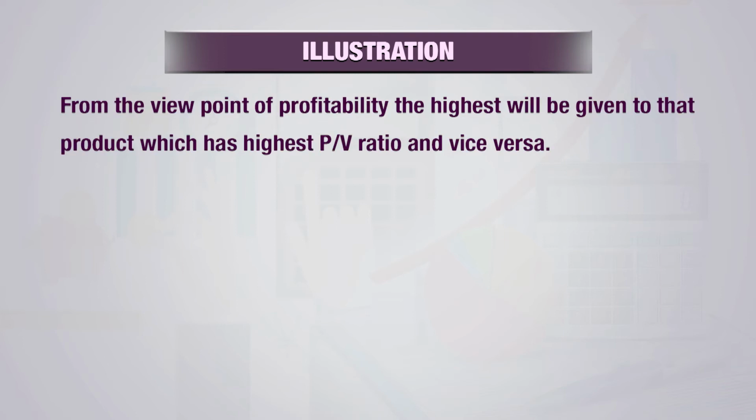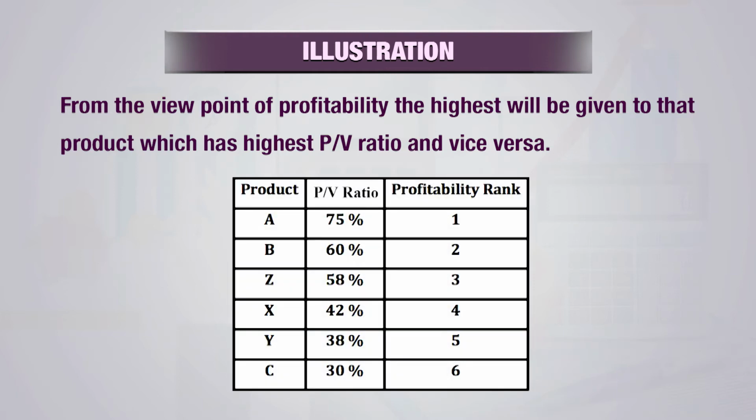From the viewpoint of profitability, the highest rank will be given to the product which has the highest PV ratio and vice versa. Looking at the table, product A, which has a PV ratio of 75%, which is highest, is given profitability rank 1. Product B, with PV ratio of 60%, is given rank 2. Product Z, with 58%, rank 3. Product X, with 42%, rank 4. Product Y, with 38%, rank 5. And the last, product C, with a PV ratio of 30%, is given rank 6.